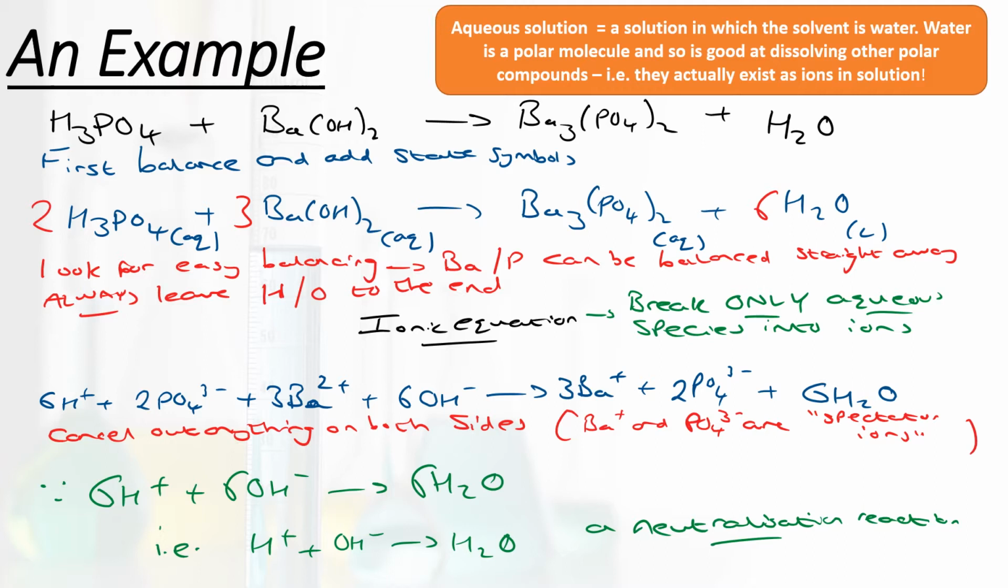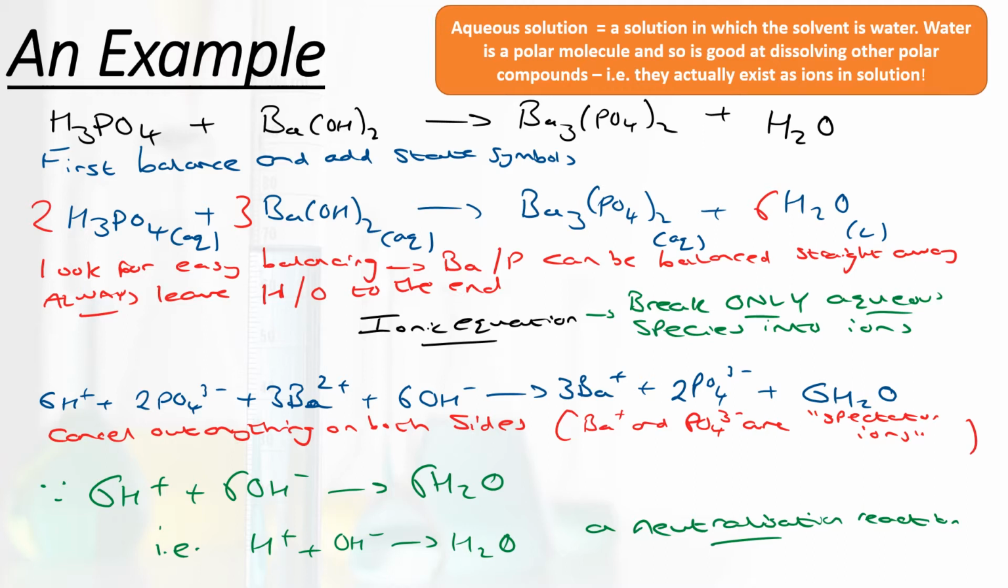If we wanted to look at our ionic equation, the really key thing we're going to do is break down the ionic species. And typically, we're going to break down only the aqueous species. So we're not going to bother breaking down the gases or the liquids into ions. That means we break up our phosphoric acid, we break up our barium hydroxide, and we break up the barium phosphate.